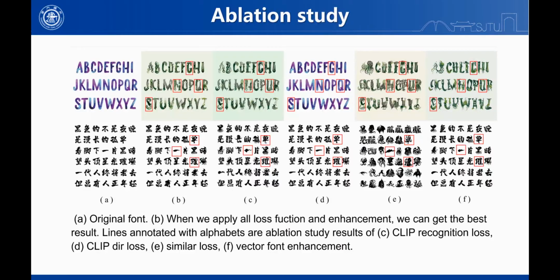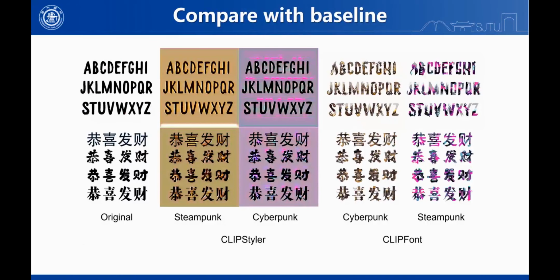The last column shows the effect of removing the overlay enhancement strategy, resulting in a lack of detail and texture. Thirdly, we compare with a baseline. Because ClipFont is the first zero-shot font generation method, it is quite different from existing font generation in principle and effect, so a fair comparison cannot be made. Therefore, we compare ClipFont with the state-of-the-art method ClipStyler, which is a clip-guided style transfer method and can be applied to the font generation task as well.